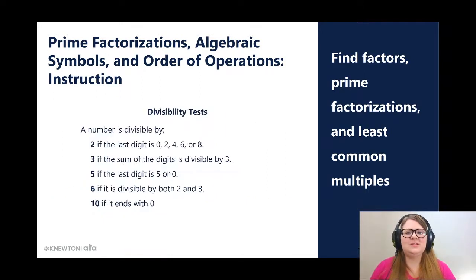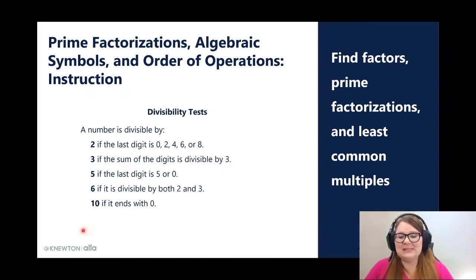All right. So how do we know something is divisible by a particular number and therefore is also a multiple of that number? We have some divisibility tests. 2 is the easiest one. If a number ends in 0, 2, 4, 6, or 8, or in other words is an even number, then it is divisible by 2.